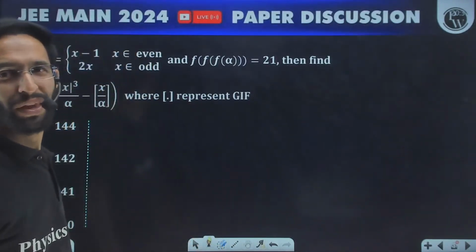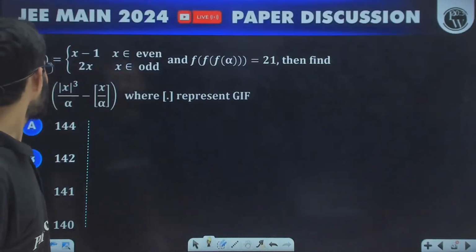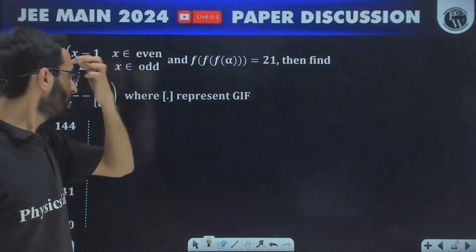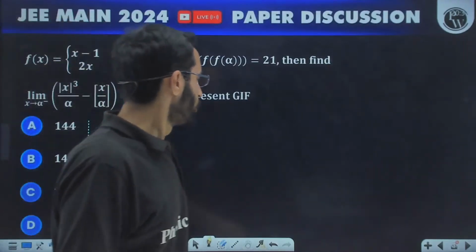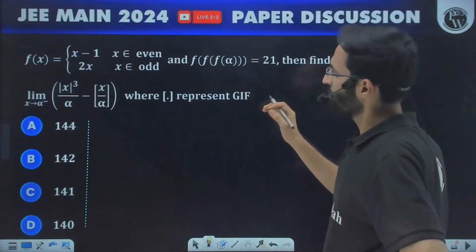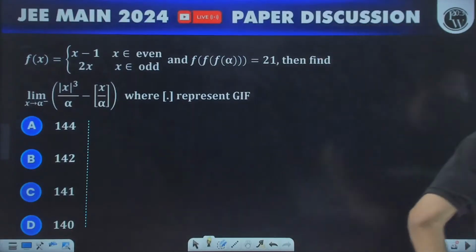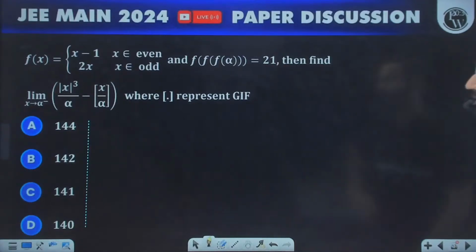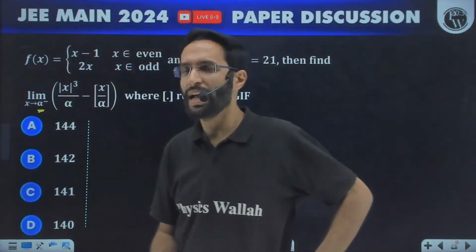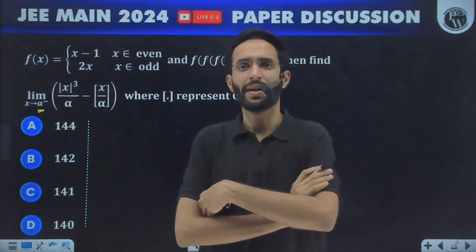Very nice question. Here, they have given you f of x as x minus 1 and 2x: x minus 1 for x even and 2x for x odd. You need to find f of f of f of alpha equal to 21. For that, you need to find alpha, because once you get the value of alpha, then you need to find the limit as x tends to alpha minus of mod x cube by alpha minus greatest integer of x by alpha.